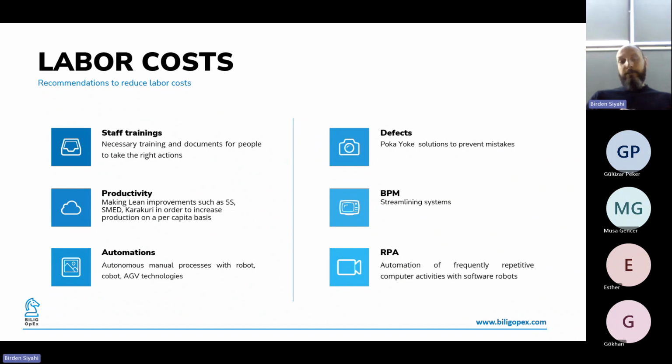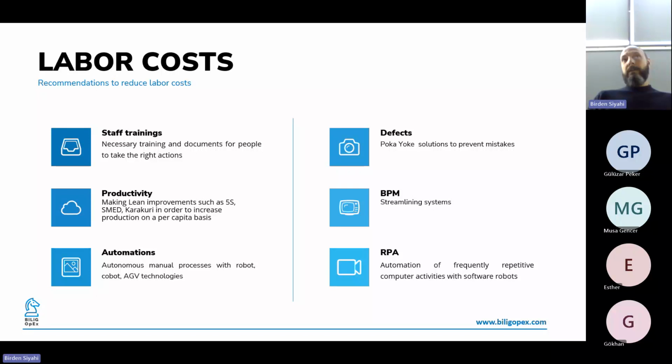Second one, you can use 5S, SMED, and Karakuri Kaizens, like lean improvement activities, to increase the productivity of those people. You will never believe what type of improvements you can get with those. And also, this is the digitalization area right now. You can make them autonomous by using robots, cobots, or AGV technologies.